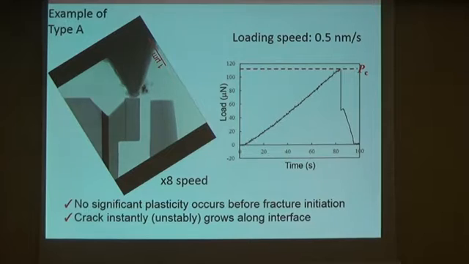The load almost linearly increases with time, and at the peak load, the fracture occurs along the silicon nitride and copper interface.